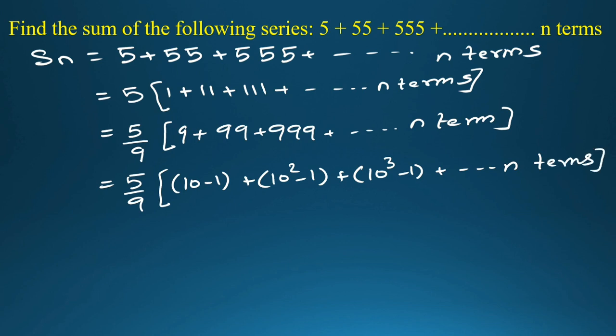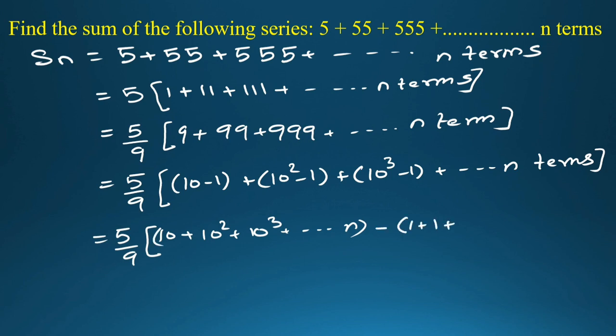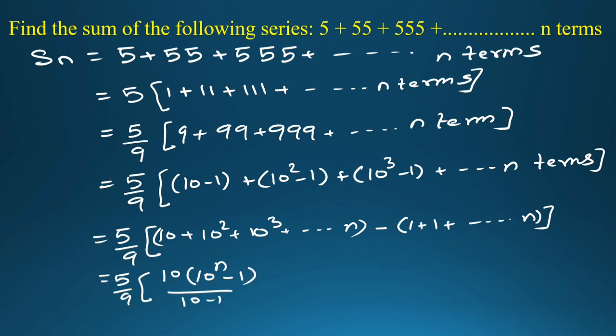Okay. Now, it is 5 over 9 times, and I am writing all the tens together. So, it will be 10 plus 10 square plus 10 cube and so on up to n terms, minus 1 minus 1 minus 1. So, it is minus 1 plus 1 up to n terms. Now, it is equal to 5 over 9 times. It's a GP whose first term is 10, common ratio is 10, number of terms is n: 10 times 10 to the power n minus 1 upon 10 minus 1, minus 1 plus 1, 2, 2 plus 1, 3. So, up to n times it will be n.